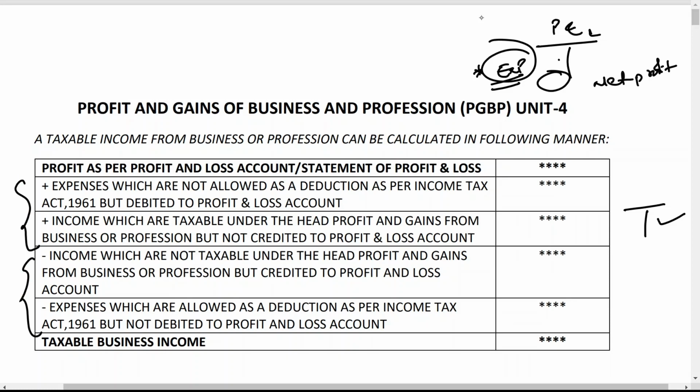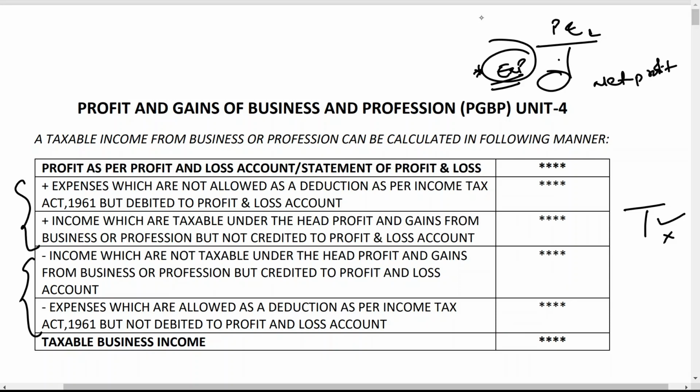Income which is not taxable under the head profits and gains from business or profession but credited to the profit and loss account. There are certain incomes which are not to be written on the credit side of the profit and loss account, but they are written anyway. So what you have to do is deduct it.